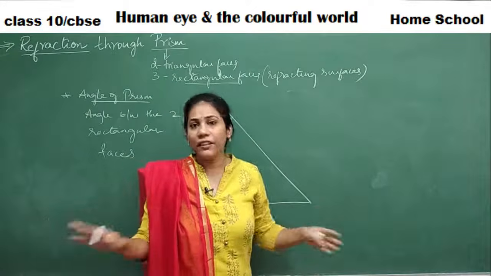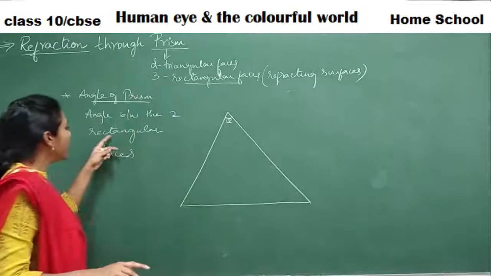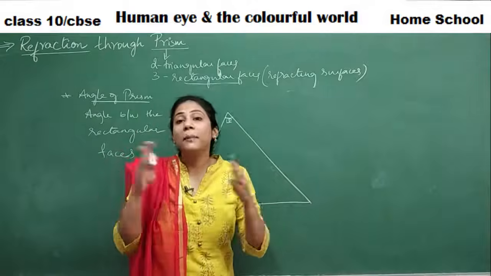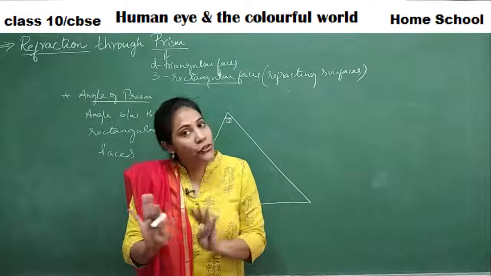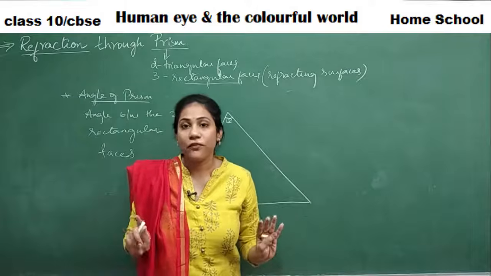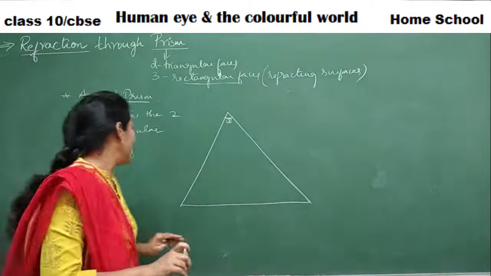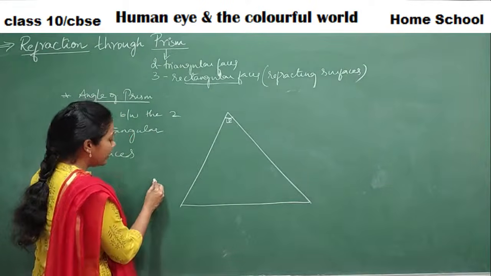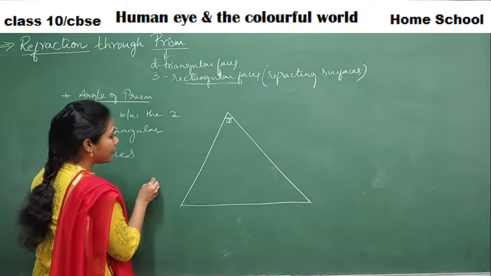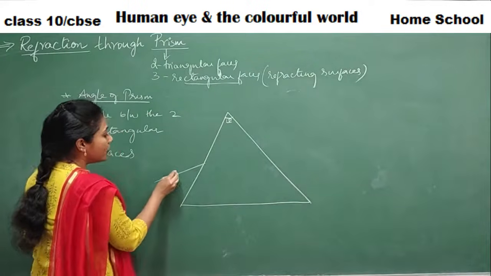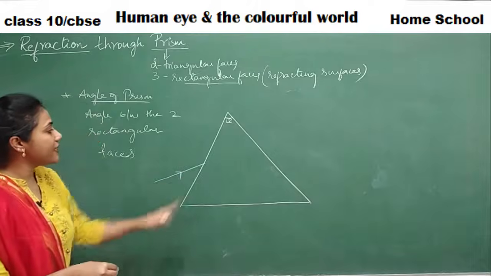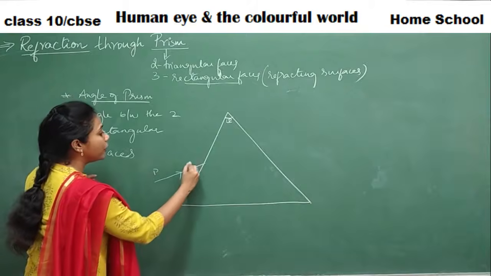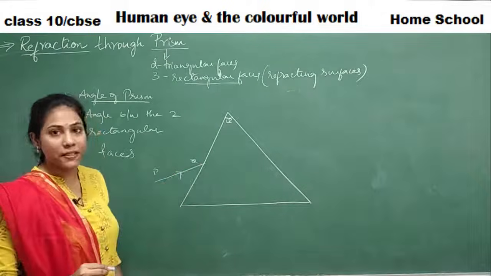So anyway, you can give your definition: angle between two rectangular faces, or angle between two inclined faces, or angle between two refracting faces. Anything can be worked out as a definition for angle of prism. Fine. Okay, so we got to know this is our angle of prism. Now imagine this is our incident ray, hitting like this. So in this direction, the incident ray is hitting onto a prism. Let this ray be PQ. PQ is the incident ray hitting onto a prism, right?